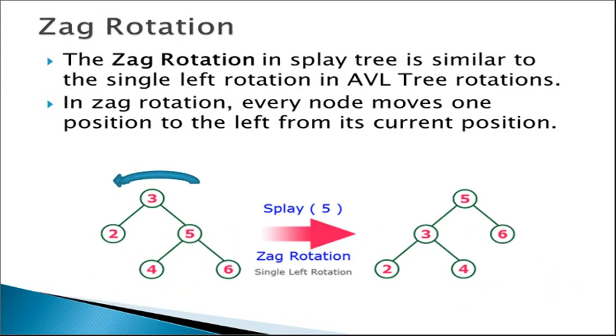Now zag operation, when the data which we want to access is the right child of the root and there is only one parent over here. Now over here we are using left rotation of the root. So when we rotate left of 3, now 5 will come at the root position. So this is zag rotation.